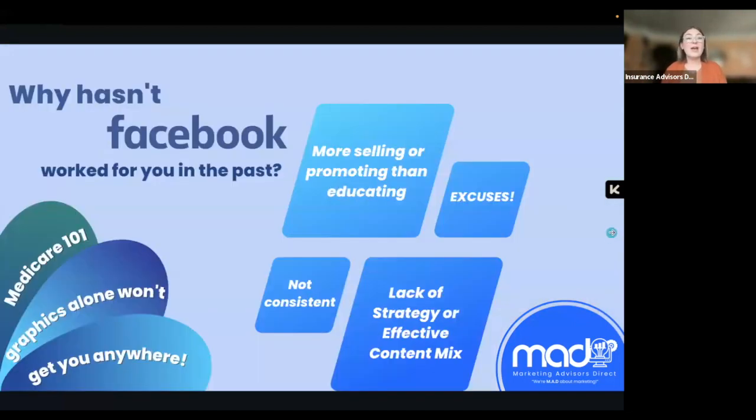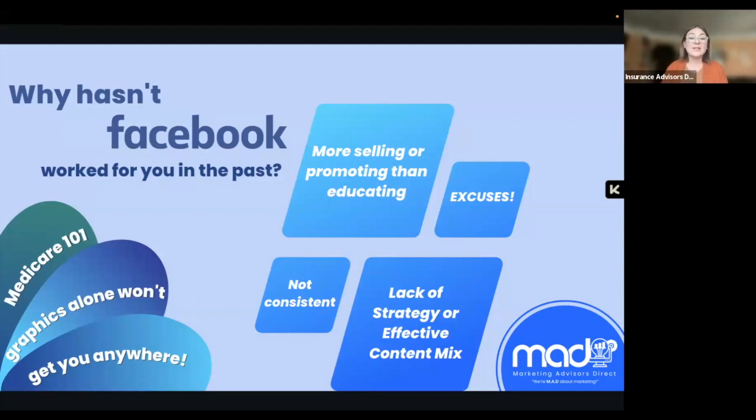So maybe why hasn't Facebook selling worked for you in the past? Well, because maybe you were just posting Medicare 101 graphics, and that really won't get you anywhere, okay? Maybe you were doing more selling or promoting than you were educating. Maybe you were just making excuses.